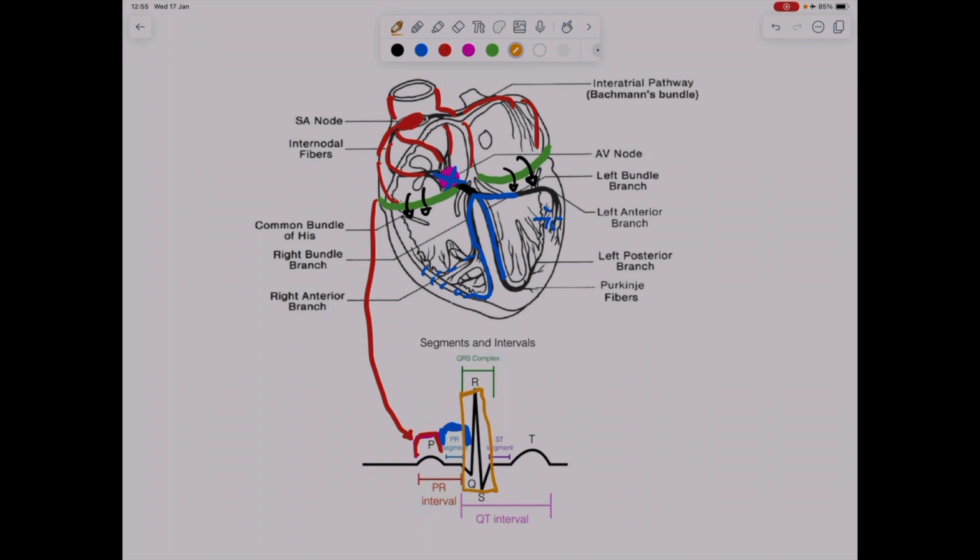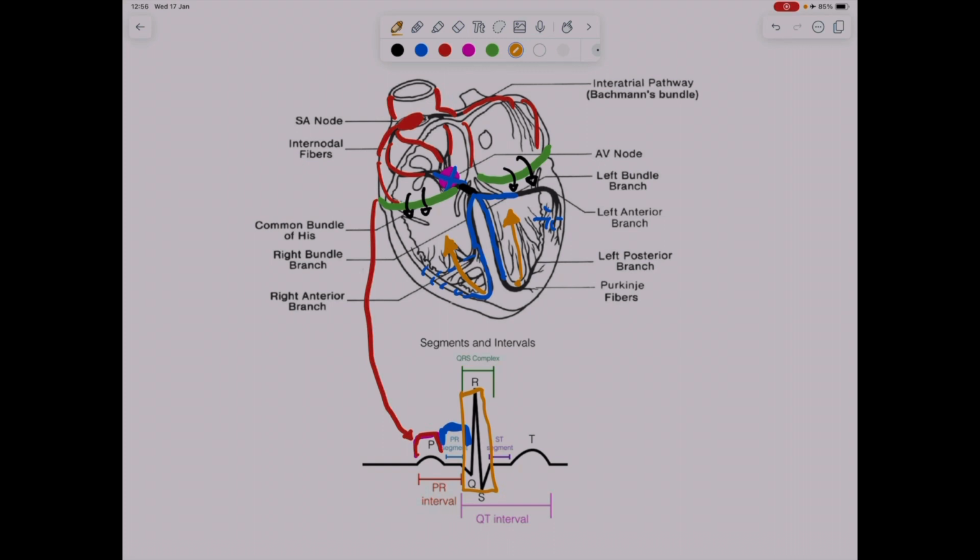And two, from the apex to the base of the heart, so that blood can be ejected in a coordinated fashion, so that it can be ejected from the right ventricle to the lungs and from the left ventricle to the body. The total of all of these depolarizations produces what we know as our QRS complex, which represents ventricular depolarization.